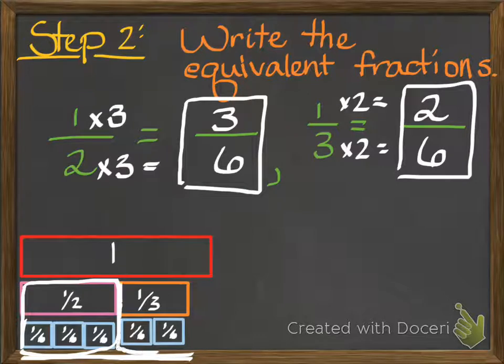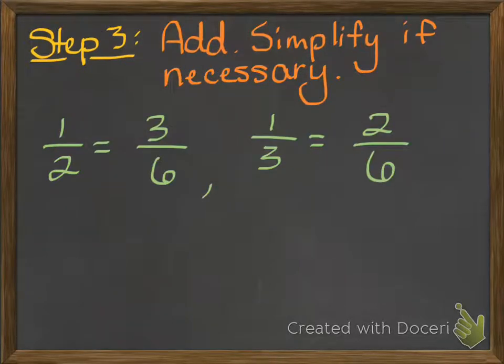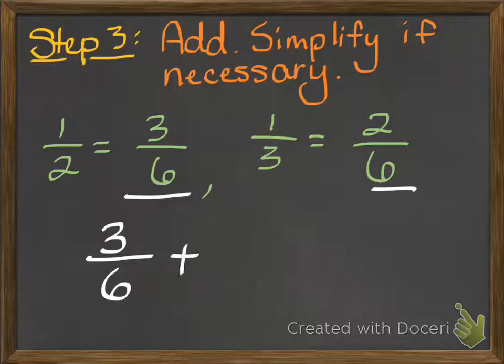You can see over here that 1/3 is the same as 2/6. Okay, so now I have 3/6 and I have 2/6. Okay, so the third step is to add together and simplify if necessary. So this just shows the 3/6 and the 2/6 that I have. So I'm going to add them together. 3/6 plus 2/6. 3 plus 2 equals 5.